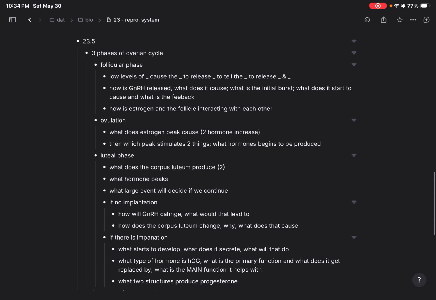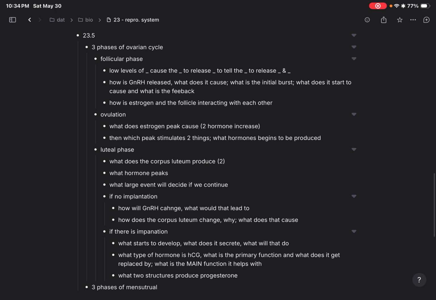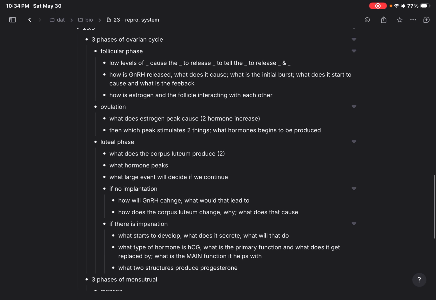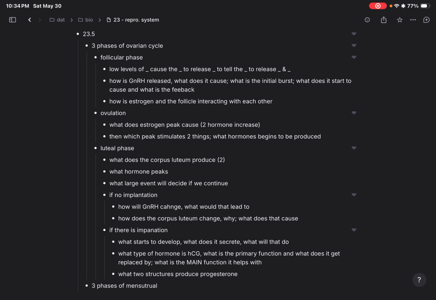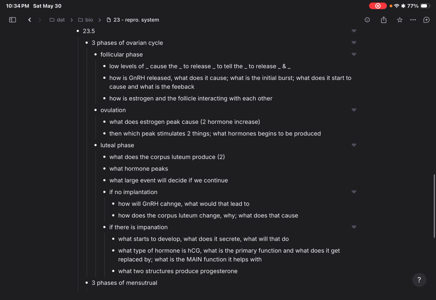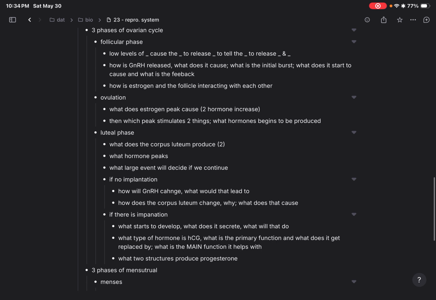Hope that makes sense. So the 3 phases of the ovarian cycle, this is so cooked, bro. So the follicular phase is the first phase. It's kind of dark outside, bro. It's 10:34. Yeah, I'm not going to lie, I record these videos and I look at the time and it's like 50 minutes go by. I'm like, there's no way I've been talking for 50 minutes. But I probably have been.